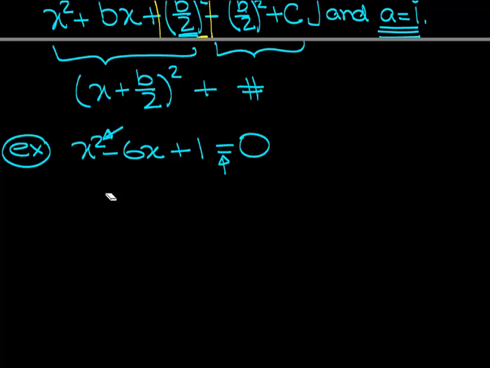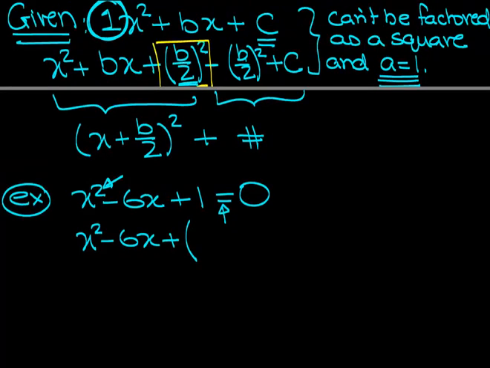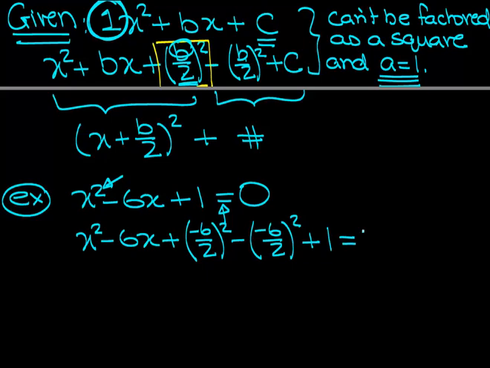So what I want to do is write this as a square. So I need to figure out what's my magic number. So I take x squared minus 6x plus, I take my middle term. Remember, the magic number is what? You take your b, divide that by 2 and square it. My b is what? Negative 6. So you take negative 6 over 2, square it. Since you're adding it, we also have to subtract it. Make sure you put your parentheses. Plus 1 is equal to 0.